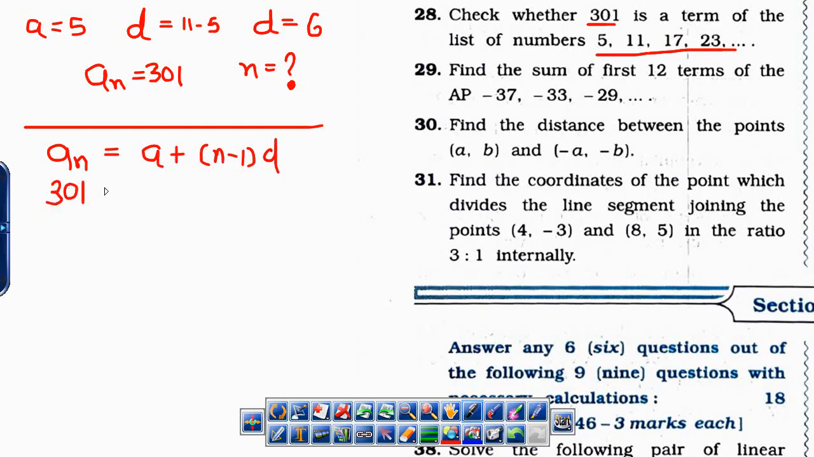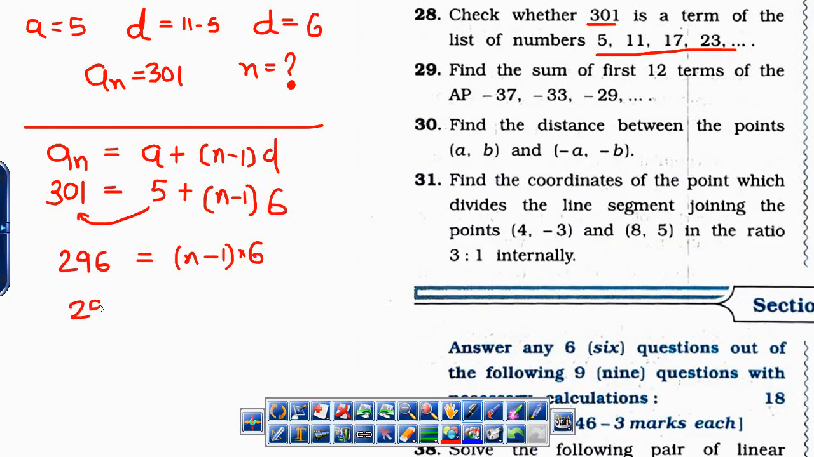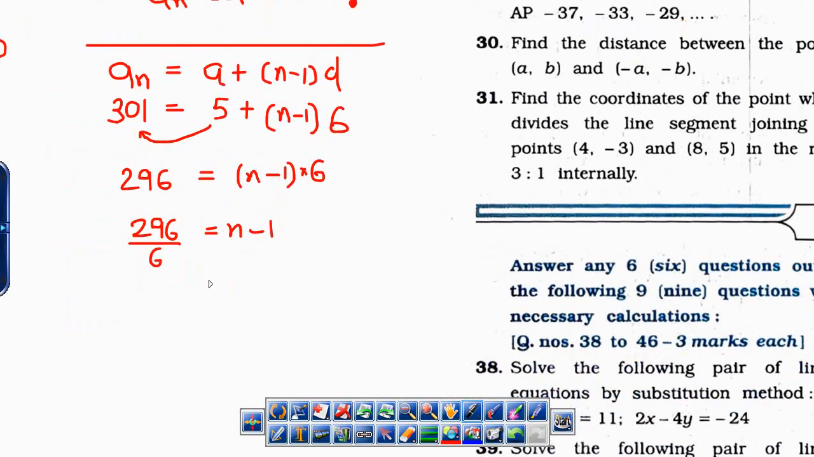AN is 301, A 5, N पता नहीं, D 6. 5 यहाँ पे माइनस हो जाएगा, you get 296 is N minus 1, 6. 6 मल्टीप्लाई में है, वो भाई साहब यहाँ जाके डिवाइड हो जाएंगे. 6 का कैंसिलेशन 6. 6 4 24, कैरी 5 56, 6 9 54, कैरी 2 20, 49.3 आया, एंड माइनस 1 सामने प्लस हो जाएगा 50.3.